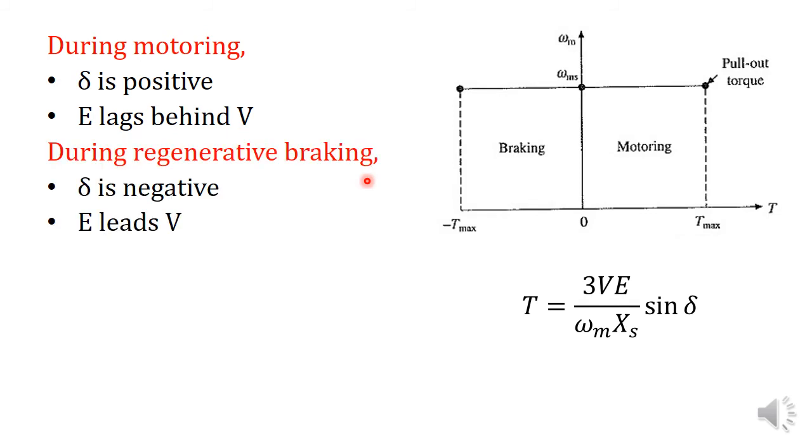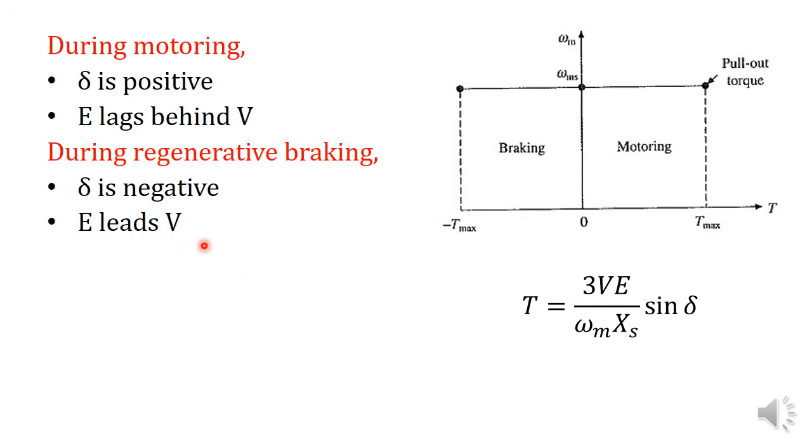Then the second case, during regenerative braking, that is in the second quadrant, delta will be negative. That is, delta will be negative means sine delta will be negative. So torque will be negative. So it will be in the second quadrant. So E leads V.